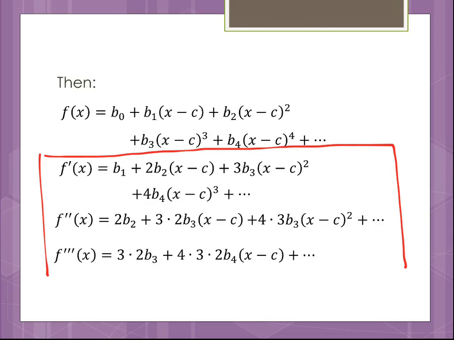The third derivative, the b2 term, goes away. And I just have this 3 times 2 b sub 3. And then I've got 4 times 3, and then it's now times 2, because that was the exponent, 2, times the b sub 4, x minus c. So we're just taking derivatives. And because this is an infinite series, we can do this infinitely many times, agreed?